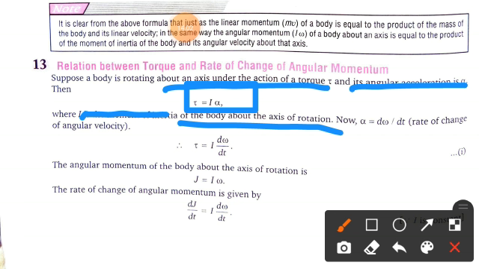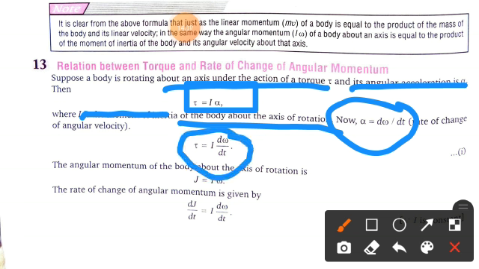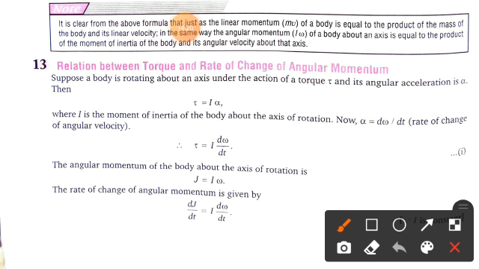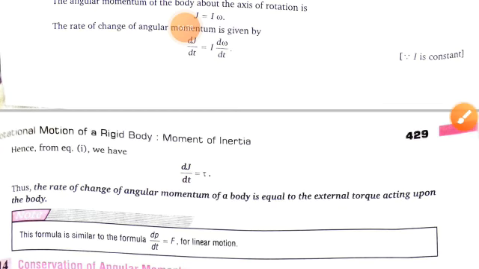Now you know very well alpha is equal to d omega by dt, that is the rate of change of angular velocity. So in place of alpha you can write tau is equal to I d omega by dt. The angular momentum of the body about the axis of rotation is J is equal to I omega. And finally, if we differentiate it with respect to time, dJ by dt is equal to I times d omega by dt. Clear?